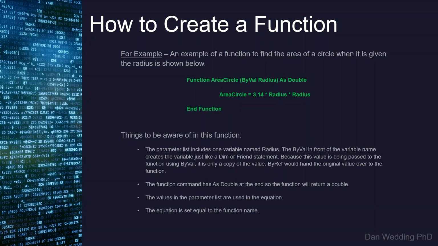The ByVal in front of the variable name creates the variable just like a Dim or Friend statement. Because this value is being passed to the function using ByVal, it is only a copy of the value. ByRef would hand the original value over to the function. The Function command has "As Double" at the end, so the function will return a double. The values in the parameter list are used in the equation. The equation is set equal to the function name.